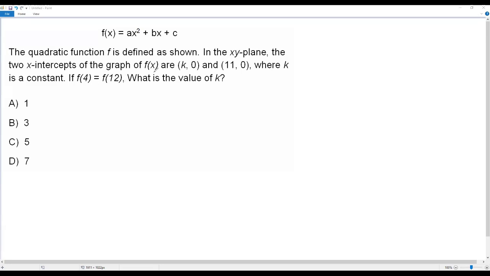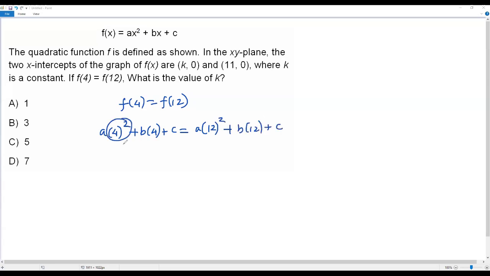Okay, so now in this question, our aim is to find the value of k, which is the x-coordinate in one of the two x-intercepts. Now first let me use this information, that is f of 4 equals f of 12. Already we know that f of x equals ax squared plus bx plus c. So to get f of 4, I have to plug in x equals 4 over here. So when I do so, I'm getting a times 4 squared plus b times 4 plus c. On the right side, to get f of 12, I have to plug in x equals 12 into the given quadratic function. Then I'm getting a times 12 squared plus b times 12 plus c.